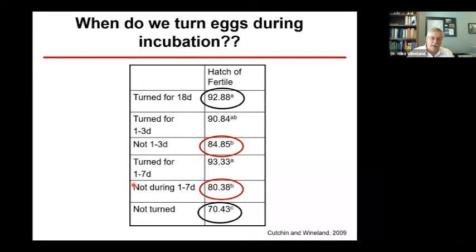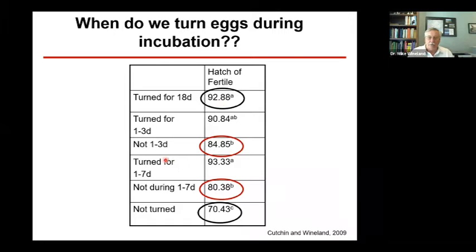The 4th group she had didn't turn for the first 7 days of incubation, but then from day 8 to 18 was turned. And you can also see that there was a reduction in hatch here of 80%. The 2 groups that remained is where she turned them for 1 to 3 days, and then from day 4 to day 18 didn't turn. You can see that wasn't hurt that bad. It wasn't really significantly different from the group that had been turned for a full 18 days.